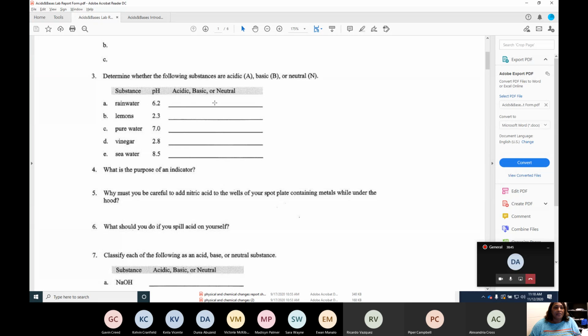What about the rainwater? Acidic. Right? Very good. If it's less than 7, then it's acidic. Lemons would also be acidic. What about the pure water at 7? Neutral. That would be neutral. The vinegar would also be acidic, but the seawater with a pH of 8.5, greater than 7, the seawater would be basic.